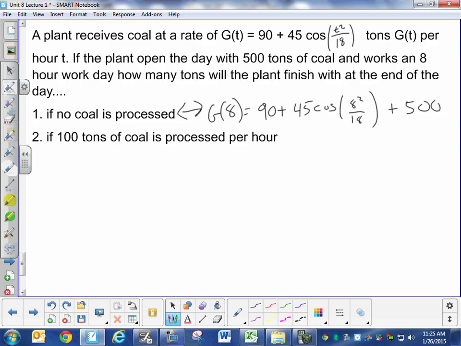This is where these AP style questions get really, really tricky. And you have to really, really understand what you have. G of 8 does not give you total coal received after 8 hours. What does G of 8 stand for? What does it mean? What does it tell me if I plug in 8 into that function? The rate at which I'm receiving coal. What does that mean, the rate at which I'm receiving coal?